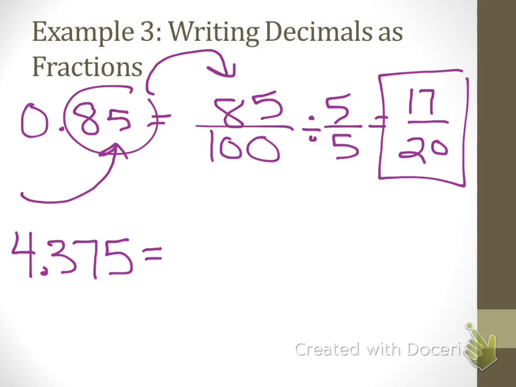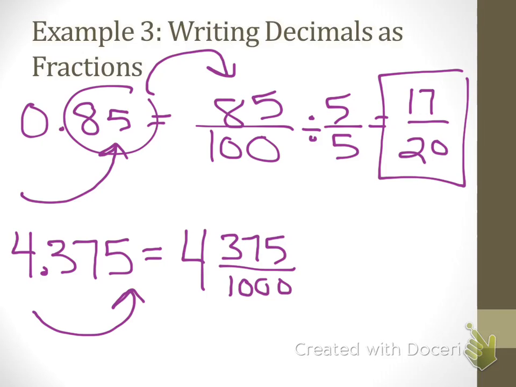And 4 will be what in my fraction? It'll be the whole number, okay? So I already know that 4 is going to be my whole number. Now I look at the decimal part of this number, 0.375. The 5 is in what place? Thousands. The thousands place, so that's my denominator. And I bring 375 into my numerator.